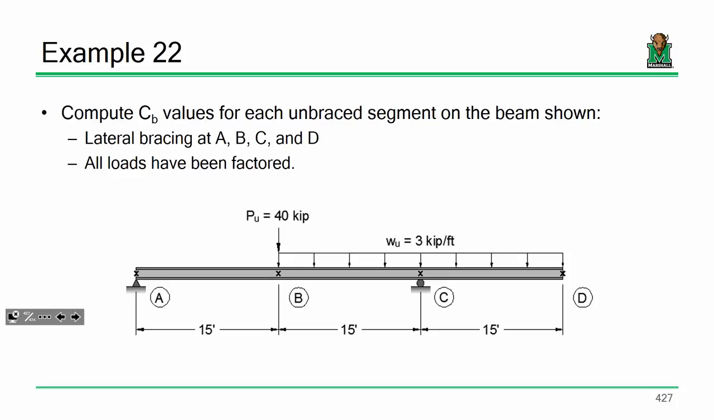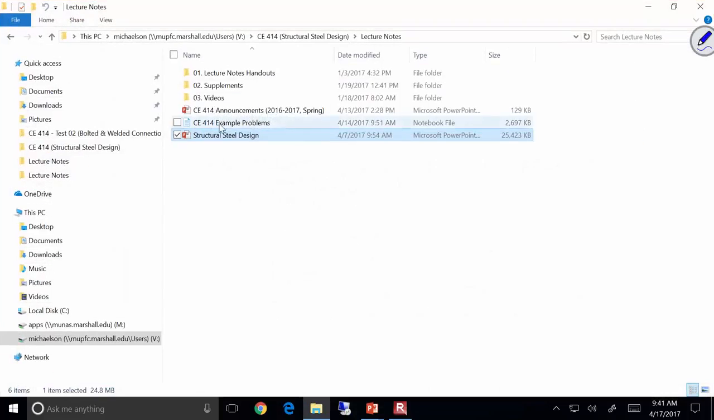Now I have a beam that is subjected to a 40 kip load at B and then a distributed load of 3 kips per foot between B and D. All of these loads are factored, so we're okay with that. And lateral bracing is provided at A, B, C, and D. So the beam itself is 45 foot long, right? How many unbraced segments do you have? 3. So you should have 3 different C sub B values, 1 for each segment. It's kind of like a column. You would take each segment and evaluate it individually. Okay? Sound good? All right, so let's see where we can get with this problem.